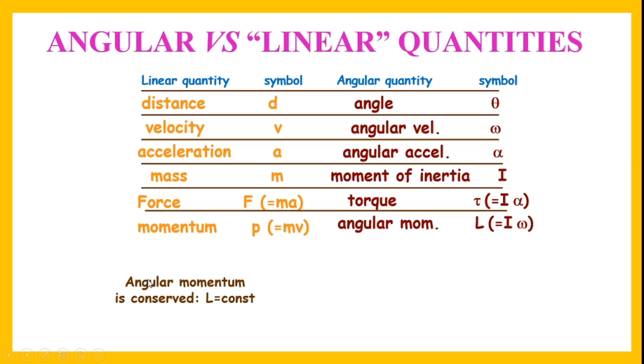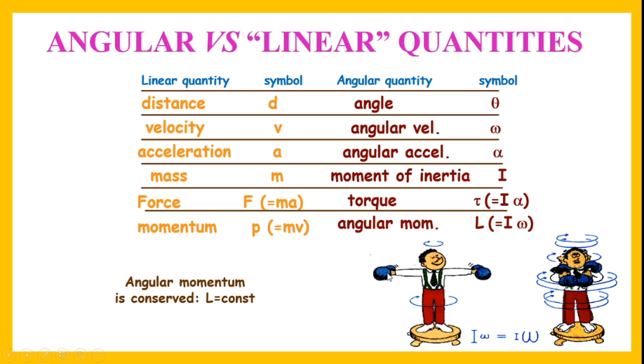Now we have one conservation law regarding angular momentum: angular momentum is always conserved. In the same way as linear momentum, which we have seen is always conserved, angular momentum is also a conserved quantity, or else we can say that L is equal to constant.